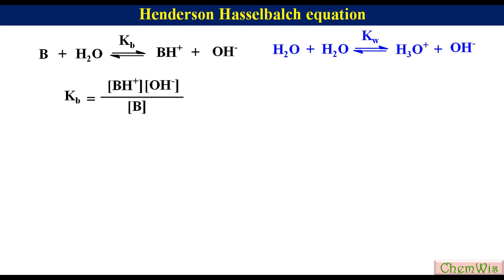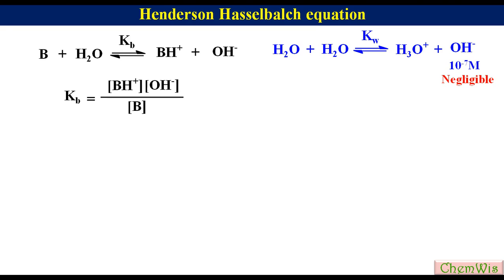We know that water undergoes autoionization to produce hydronium ion and hydroxide ion, where Kw is the dissociation constant of the water. The concentration of hydroxide ion produced by the autoionization of water is only 10 to the power minus 7 molar. Here we will make an approximation that the contribution from the autoionization of water is negligible. So whatever hydroxide ion is present in the solution, it is only from the base.